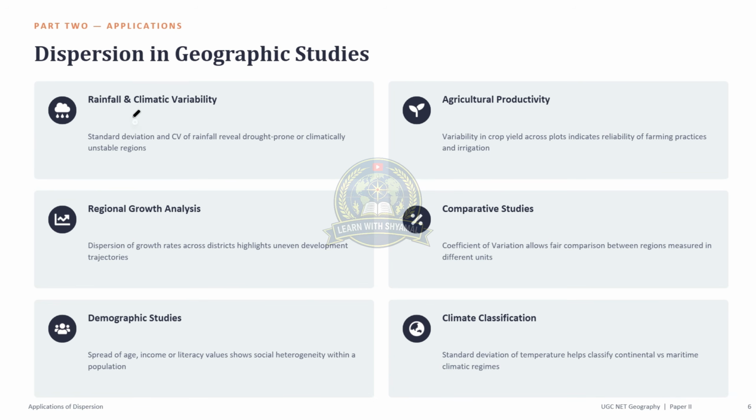Dispersion in geographic studies. Rainfall and climate variability: standard deviation and CV of rainfall reveal drought-prone or climatically unstable regions. Agricultural productivity: variability in crop yield across plots indicates reliability of farming practice and irrigation. Regional growth analysis: dispersion of growth rates across districts highlights uneven development trajectories. Comparative studies: coefficient of variation allows fair comparison between regions measured in different units. Demographic studies: spread of ages, income or literacy values shows social heterogeneity within a population. Climate classification: standard deviation of temperature helps classify continental versus maritime climatic regions.